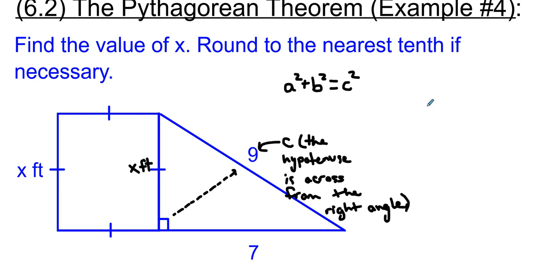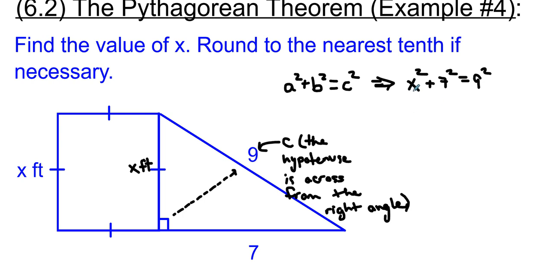All right, so I need to plug in 9 for C. So this is going to become, I'm going to use x for A, so x squared. 7 is going to become B, so plus 7 squared. And then C is 9, so equals 9 squared. A squared plus B squared equals C squared. X squared plus 7 squared equals 9 squared.